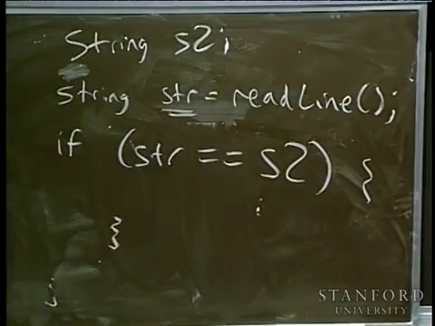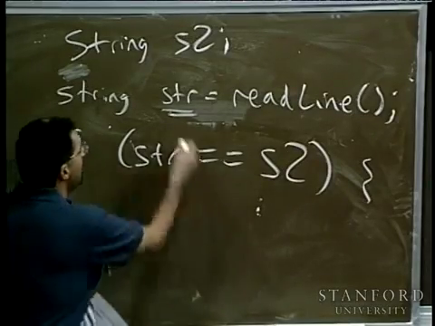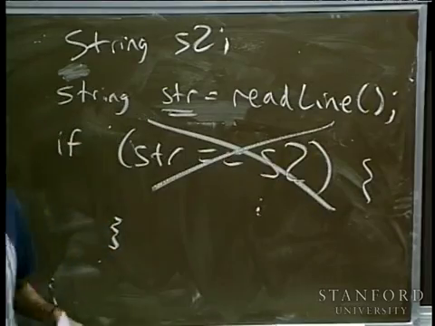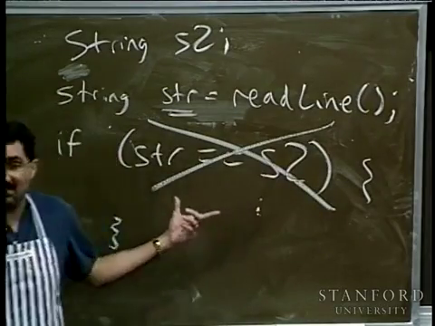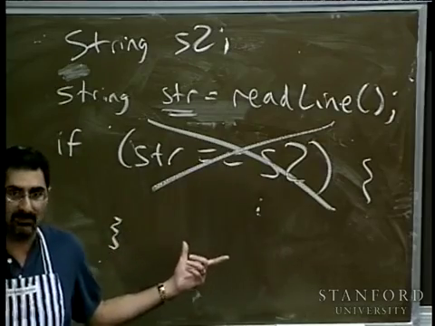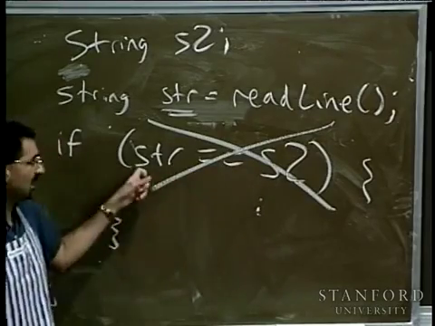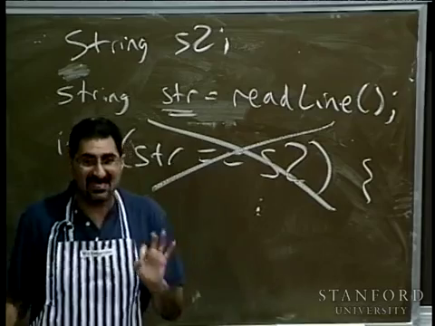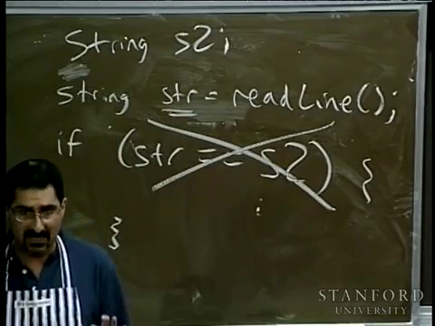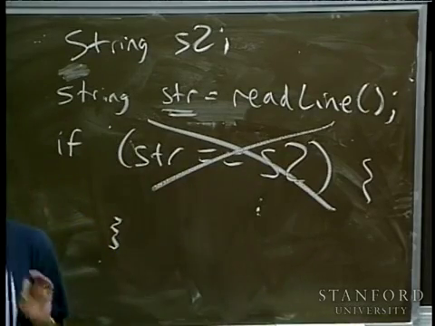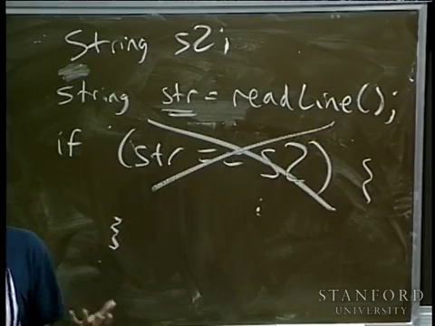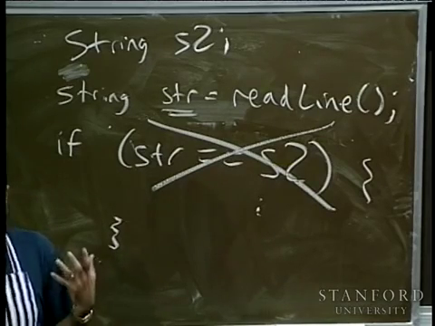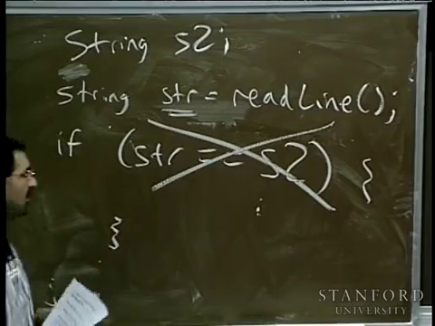Turns out this looks like a perfectly reasonable thing to say. Bad times. This is not how we check for equality with strings. This test is actually valid syntax. You will not get a compiler error when you do this. What this is actually doing is saying, are str and s2 the same object? Not do they contain the same characters, but are they the same actual object? Most of the time when you're comparing two strings, they're not the same actual object. They are two different objects that may contain the same characters.